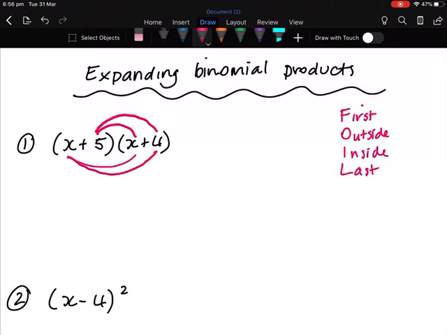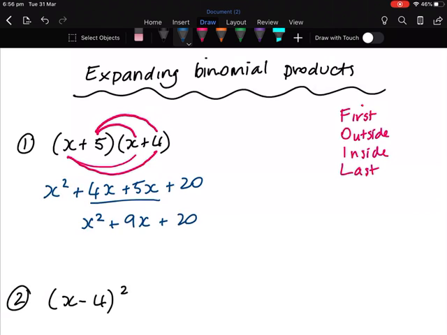It doesn't actually matter which order you do it, but if we follow this order, our final answer ends up written so that this x squared is written first and the constant is last. So let's go ahead and do this. We've got x times x, which is our first, which is x squared. Outside, x times 4, which is 4x. Inside, 5 times x, which is positive 5x. And last, positive 5 times positive 4, which is positive 20. We then have like terms here, which we can combine. So it becomes x squared plus 9x plus 20.